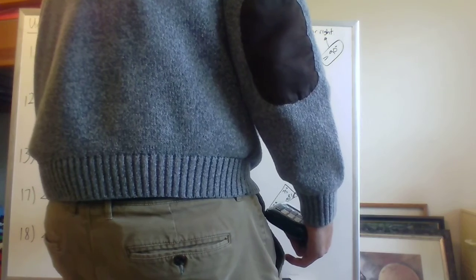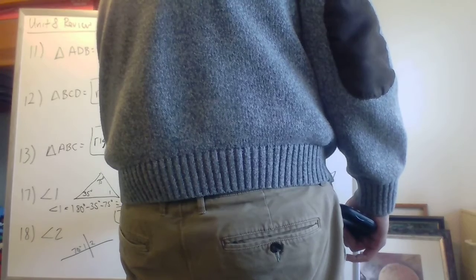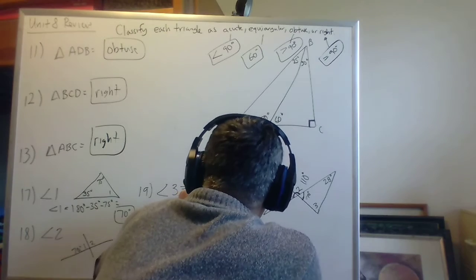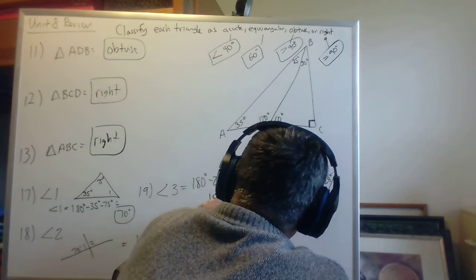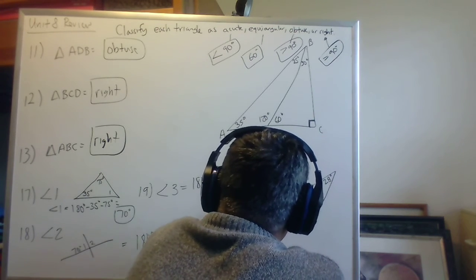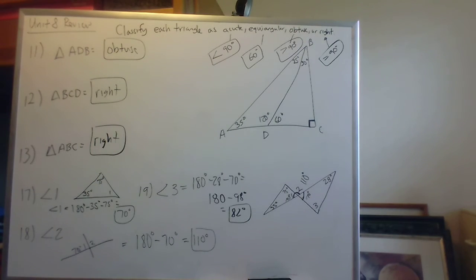So it's going to be 180 degrees minus 28 degrees minus 70 degrees. So that's going to be 180 minus 98 degrees, which is going to be 82 degrees. So the measurement of angle 3 is 82 degrees. I'm going to give you a second to see the board completed, and then I'm going to erase it so that we can move on to the next problems.